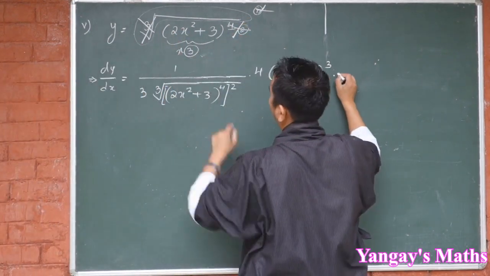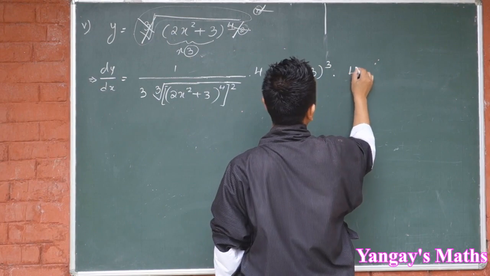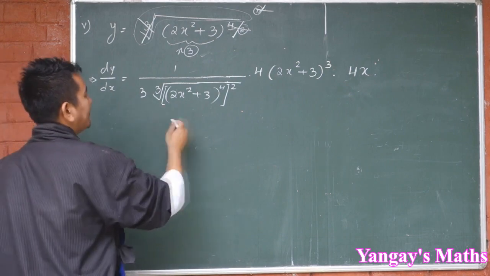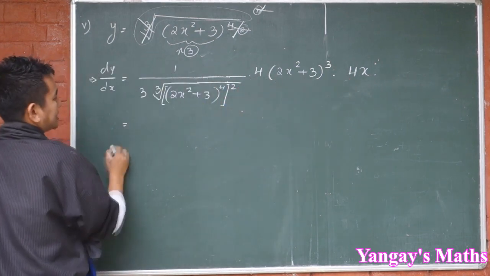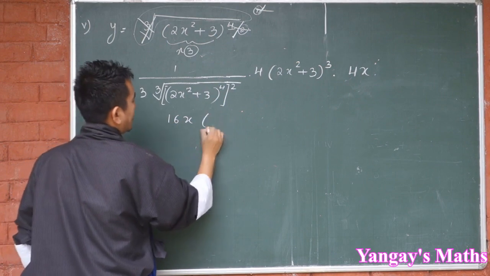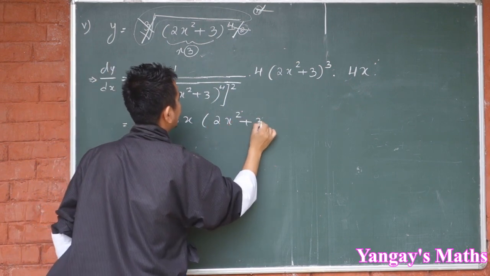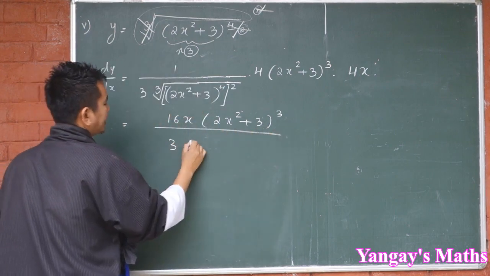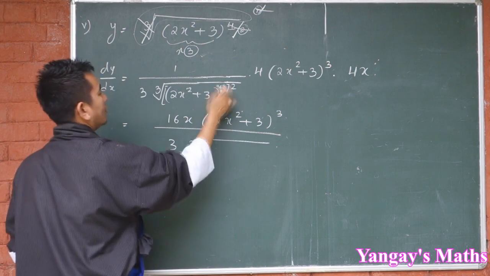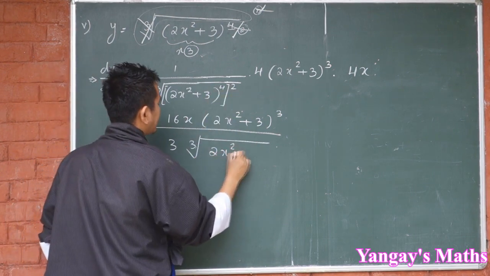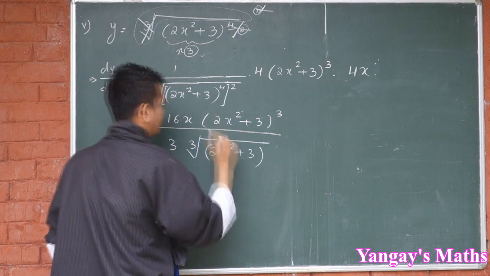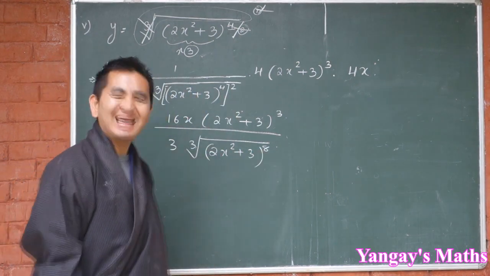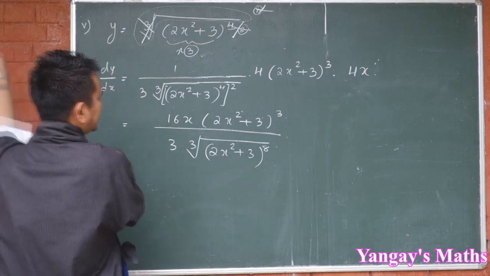Last one. What's the answer? 2 times 2x. This becomes 4x. 3 is a constant which is equivalent to 0. Now let me simplify. 4 times 4 becomes 16x. Now we have here 2x squared plus 3 whole cube divided by 3 times cube root of, what will be this answer? We have 2x squared plus 3 raised to power 4 times 2 becomes 8. I don't write 16. Okay, here it becomes 8. Now let me simplify.